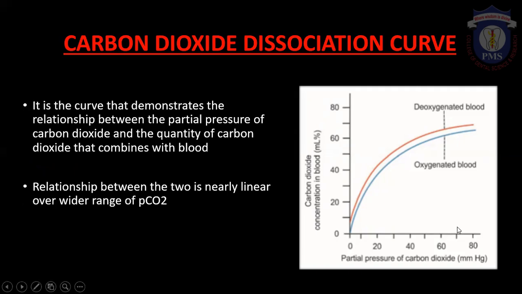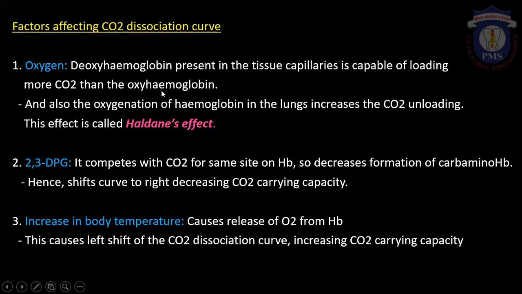Now, let's see what is carbon dioxide dissociation curve. This refers to a curve that demonstrates a relationship between partial pressure of carbon dioxide and carbon dioxide concentration in blood. We will be getting a linear graph. Here you can see a mild fluctuation. This is due to the presence of carbon dioxide in the deoxygenated blood and absence of carbon dioxide in the oxygenated blood, which is responsible for this variation. And here you can see the graph will be linear. So that is it.